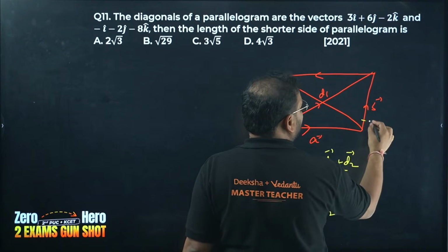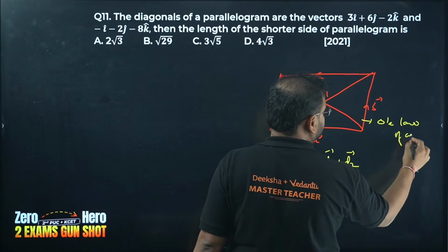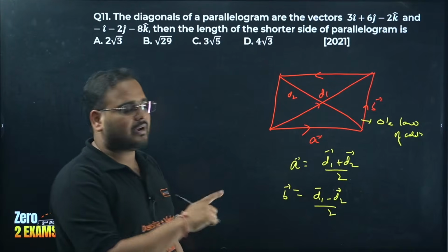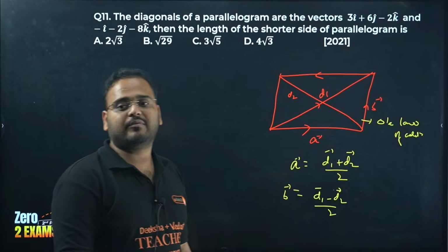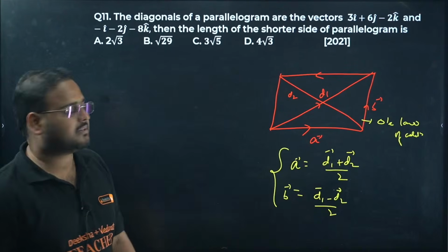How do you get this? By triangle law of addition. You write here A plus B as D1, same way for D2, and you solve them to get the values of A and B in terms of D1, D2, and these are the results. Please memorize this result. Okay, remember this result.